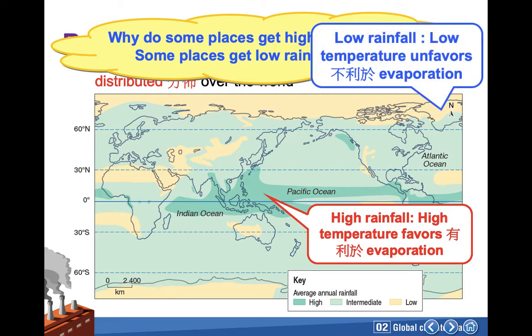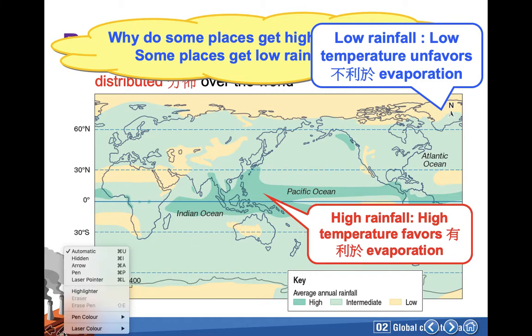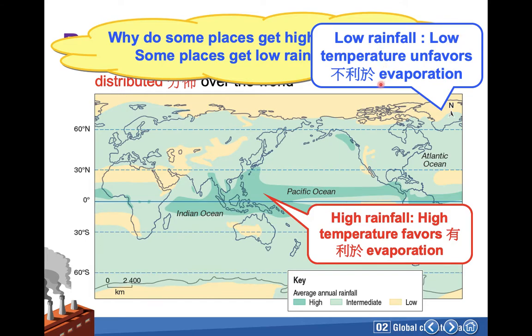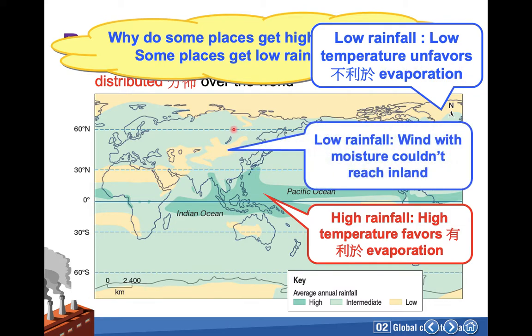In contrast, at the higher latitudes in the polar areas, they have a low temperature, which does not favor evaporation. That means less cloud and less rainfall. And in the inland areas, because they are away from the sea, the wind cannot bring the moisture to the inland area. So again, they get lower moisture, not very many clouds, and less rainfall.